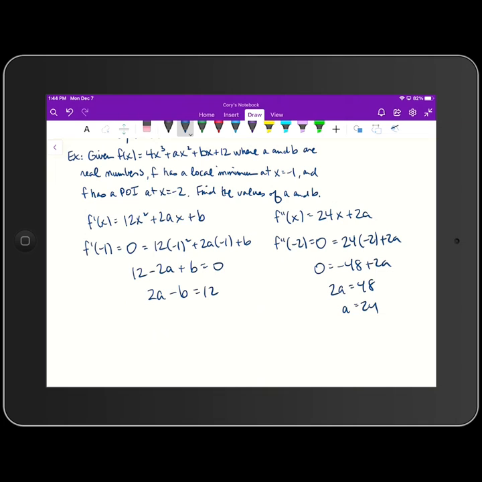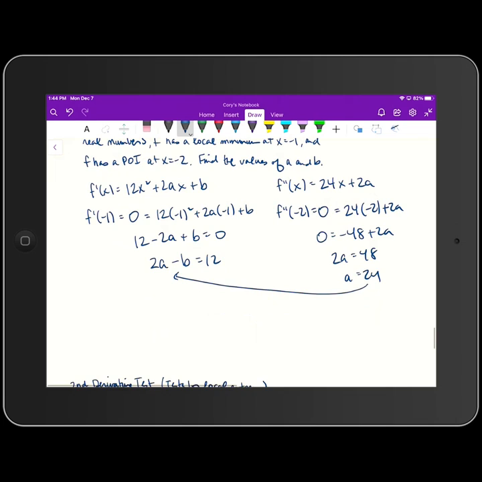Once we have the value of a, I can plug into this equation here to figure out the value of b. That's going to make 48 minus b equal 12, which makes b equal 48 minus 12, so b is equal to 36. So a is 24 in this problem, and b is 36. Again, good test type question, which asks the same content in a slightly different way.